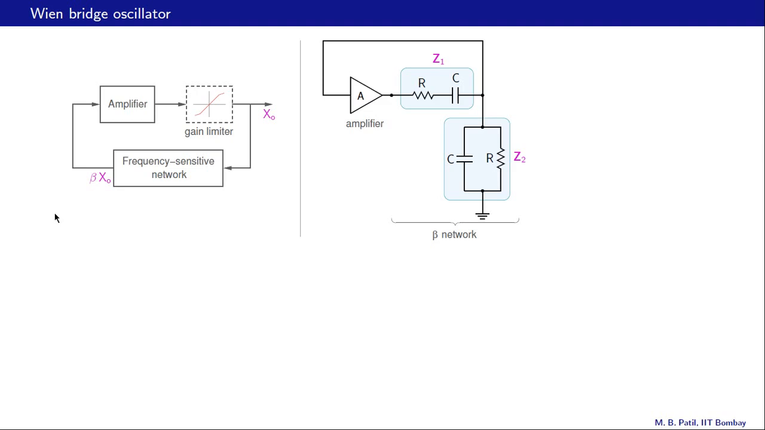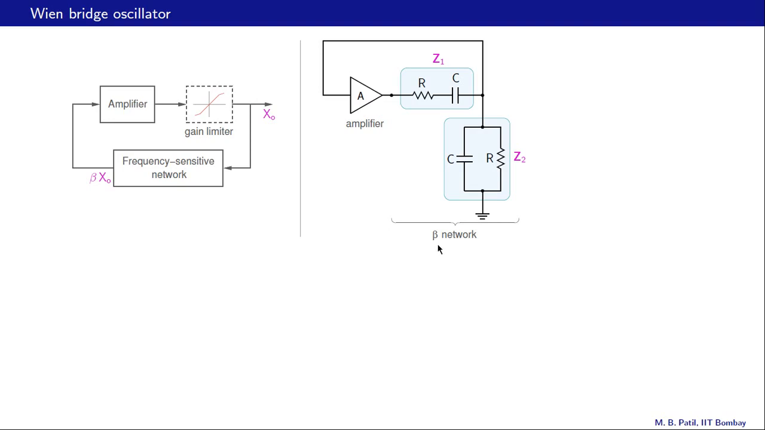Let us start with the Wein bridge oscillator, and that has this particular beta network. This is our sinusoidal oscillator block, and right now we are not showing this gain limiter in this circuit, but when we look at a practical implementation, we will see how that can be handled. Alright, in this slide let us focus on the beta network, and then we will see how it can be all combined with the amplifier and the gain limiter.